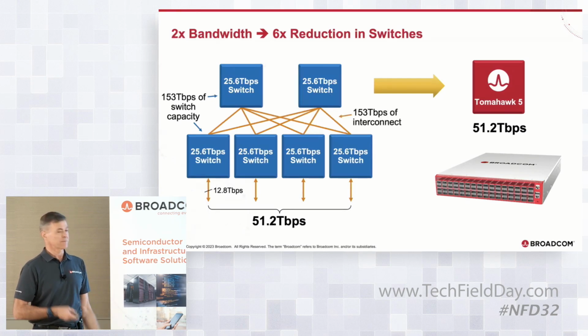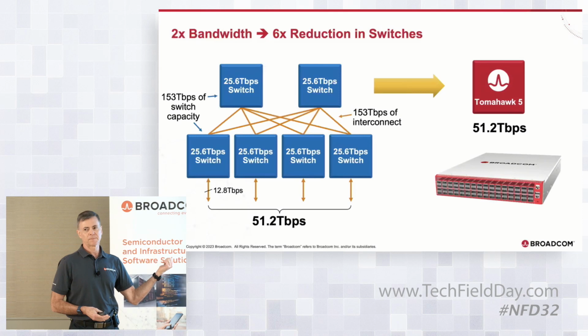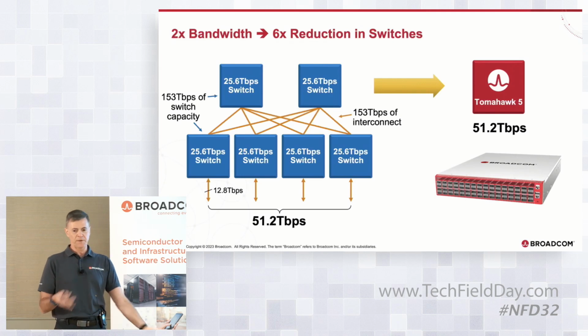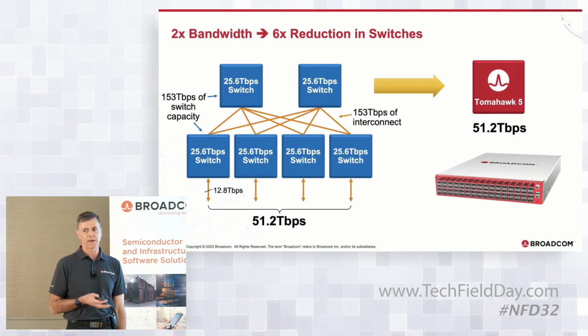And perhaps even more importantly, you have 153 terabits of interconnect. And usually that's going to be optical interconnect. And if you look at that 16 watts per 800 gig, you're talking about 3,000 watts here just to power the interconnect. And if you go to a single switch, that all goes away. So that's why this doubling of bandwidth, with Ethernet especially, where you can have the highest bandwidth, is super critical as far as minimizing costs, latency, and power.